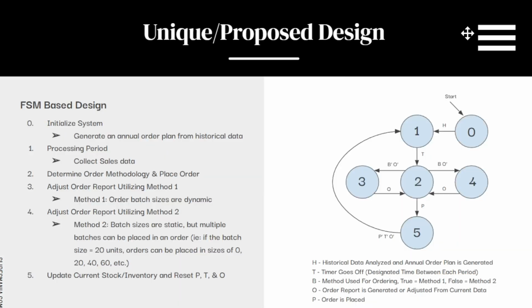Okay, so our unique and proposed idea is basically that we wanted to use a simple finite state machine to model a demand forecasting system. So as we can see here, we have a basic 5-state finite state machine. We start at state 0. That state 0 is the state initializer for our system.